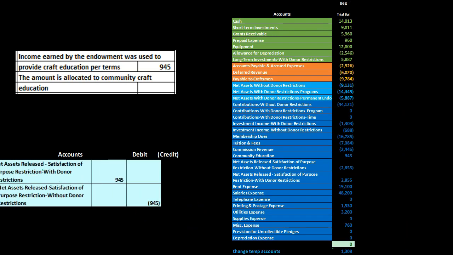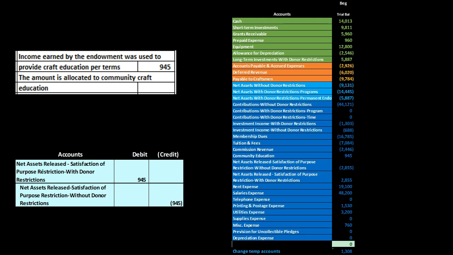Then we're going to have the new transaction. Once again, it's going to use these two accounts, and we're going to have the transfer, because we once again met a requirement and therefore we want to unrestrict any assets we can in order to use them in an unrestricted fashion. So once again, we have these two accounts. One is with restriction, one is without. The one without restriction is the one that will always be increasing. We think of it as an income type of account. It's going to be increasing in the credit direction. Therefore, we're going to be crediting the one without donor restrictions.